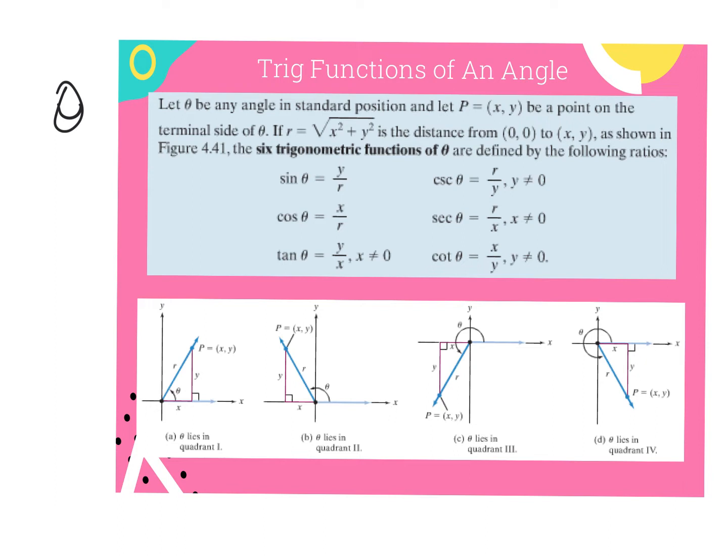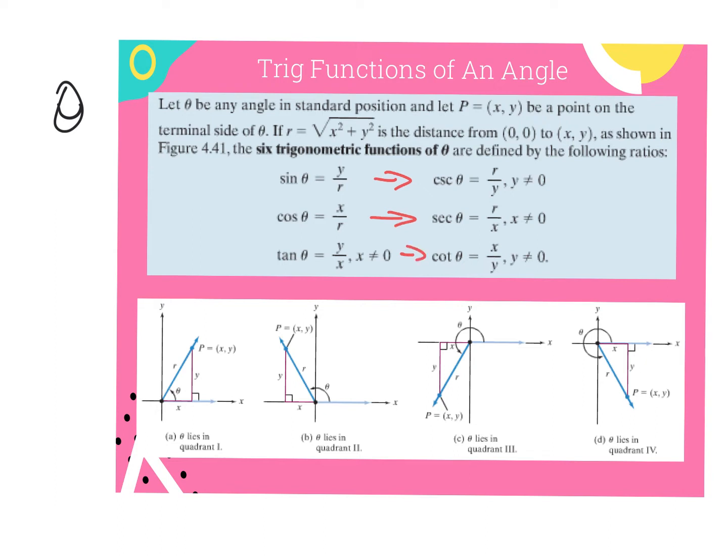Now, when we memorize these trig ratios here, notice we've got 3 additional ones that we probably didn't talk about in geometry. We've got the reciprocal of sine, which is cosecant, the reciprocal of cosine, which is secant, and then the reciprocal of tangent, which is cotangent.